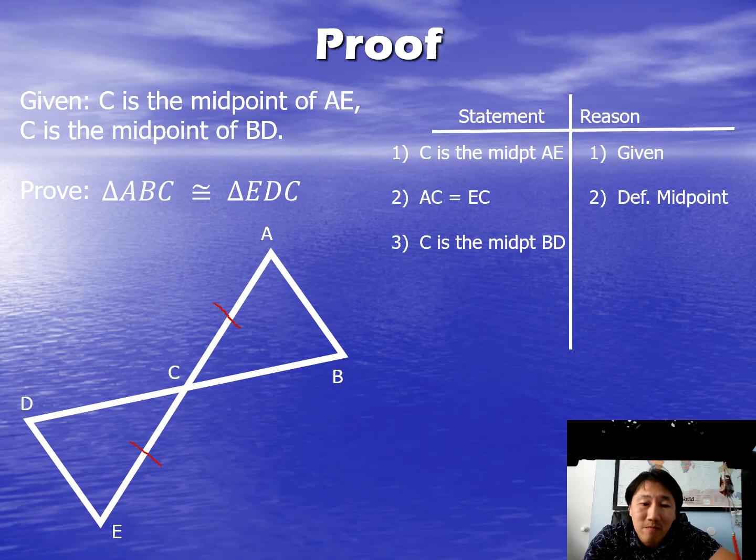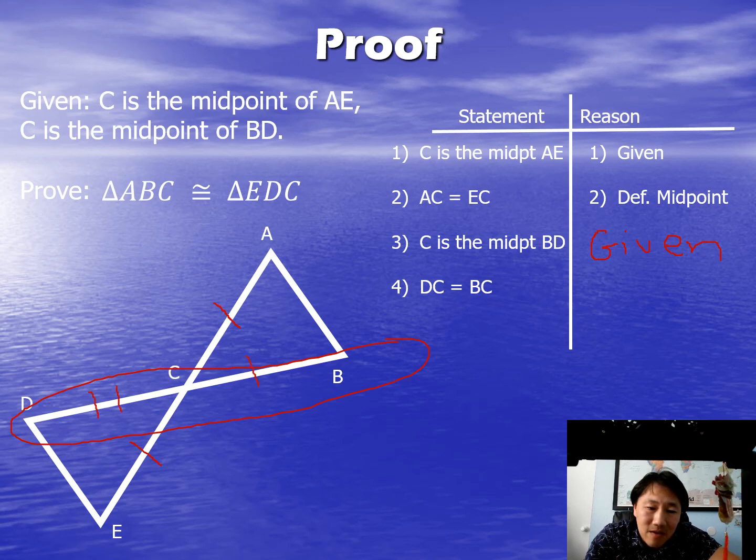Next one, C is the midpoint of BD. Notice that's the other given. Oh, I didn't write it in. Or maybe I did, but the PowerPoint is out of order. That's the other given. I didn't put it at the very top. I decided to squeeze it somewhere in the middle. And that's fine because now I can talk about this one. C is the midpoint of BD, which now means it cuts this piece in half. Oh, there it is. Definition of midpoint again.